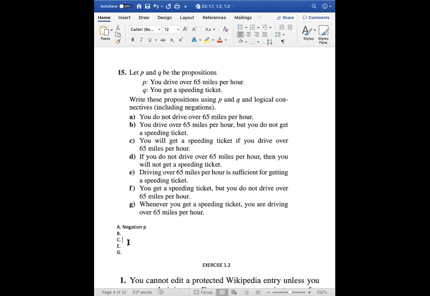For part number C here, we are getting a speeding ticket only if we drive over 65 miles per hour. So if you drive over 65 miles per hour, then you get a speeding ticket.